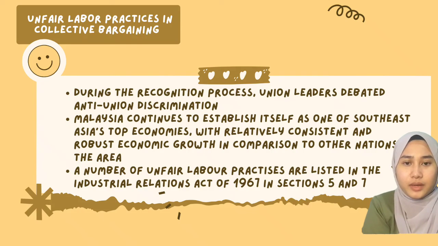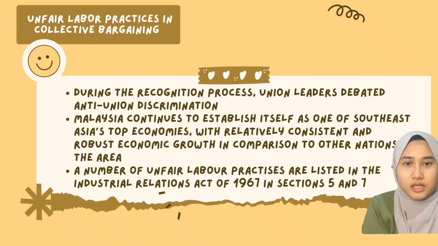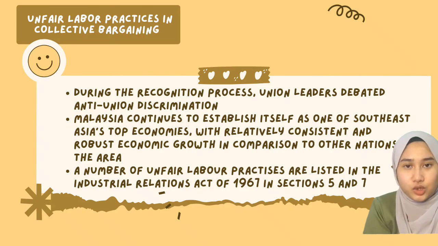A number of unfair labor practices are listed in the Industrial Relations Act of 1967 in Sections 5 and 7, including intimidation, dismissal for joining a union or becoming an office bearer, as well as discrimination against a union member in terms of job placement, advancement opportunities, working conditions, and so on.